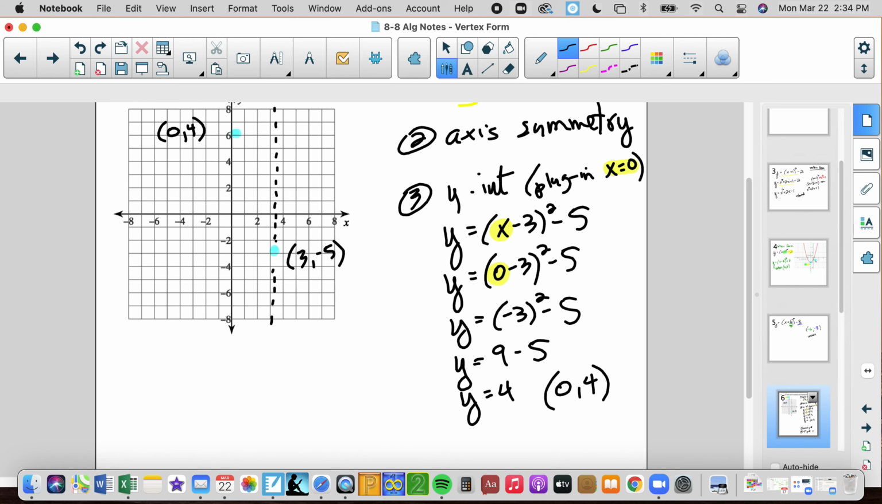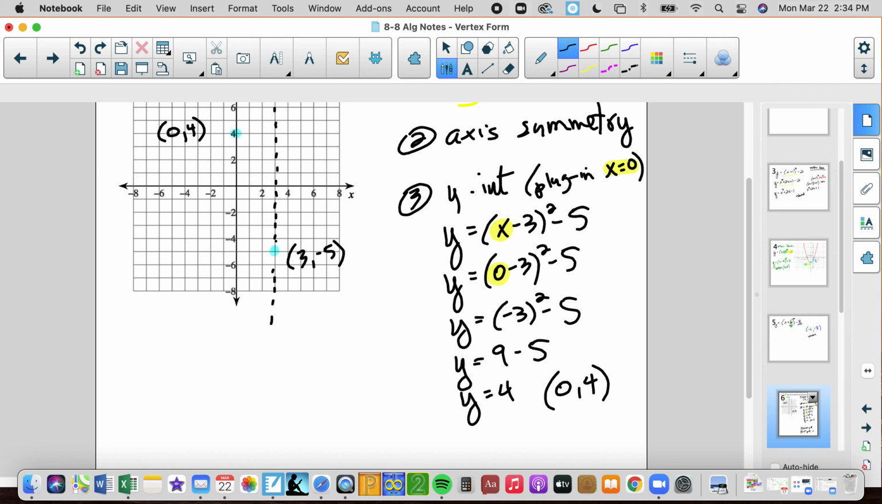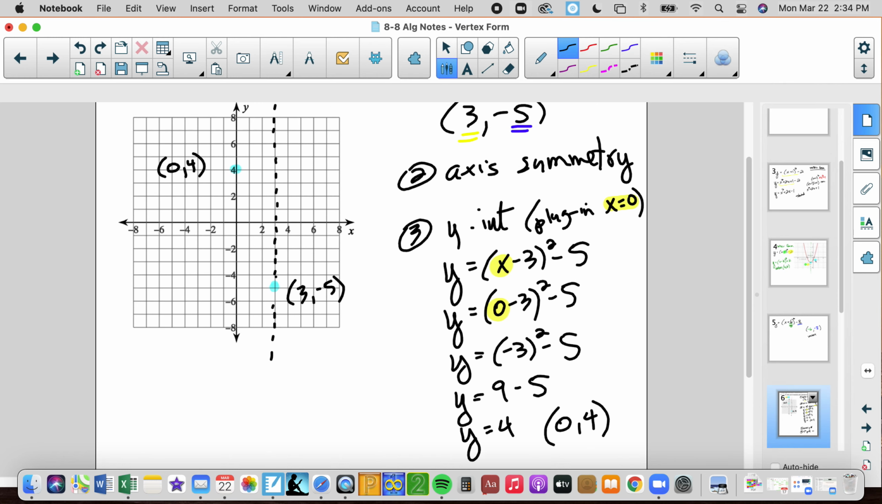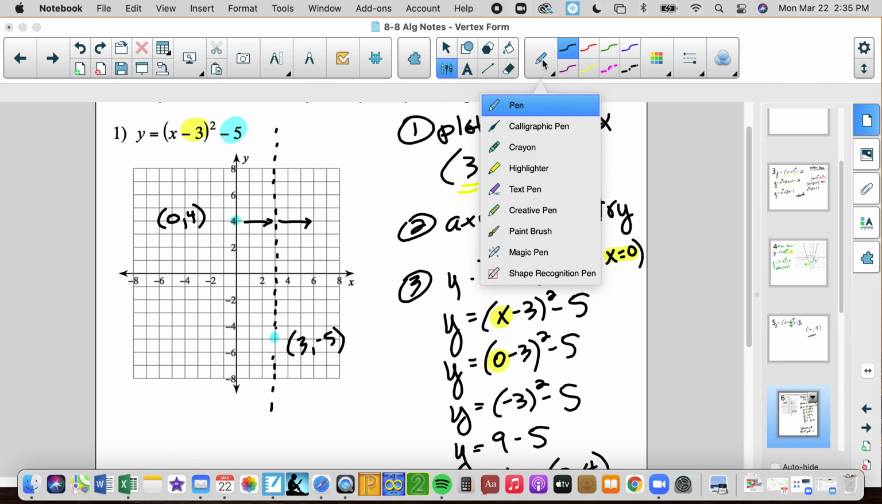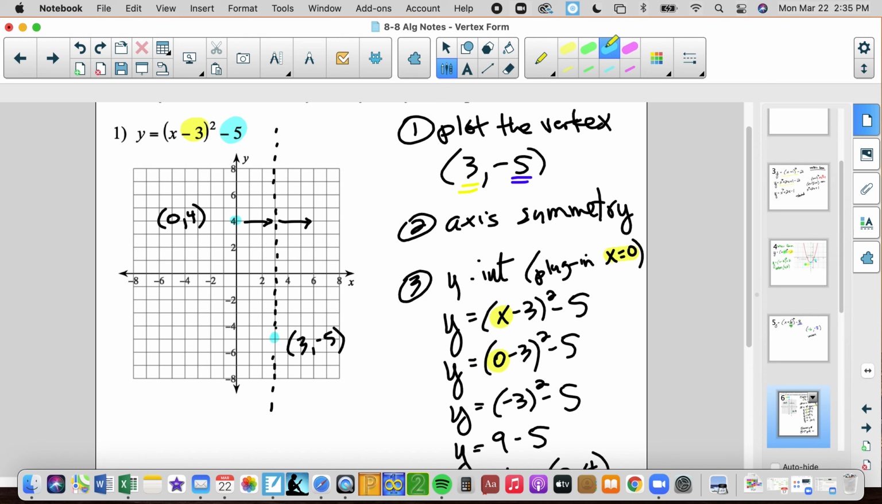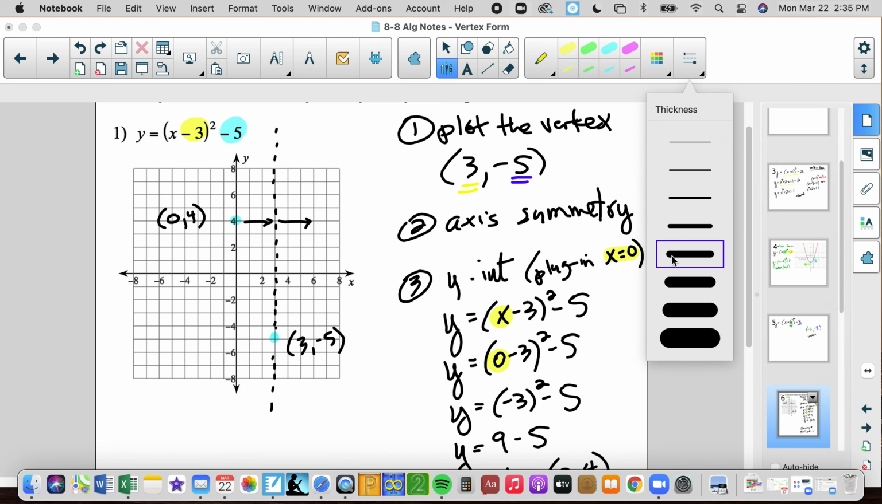Now we want to mirror it. So what is the distance of my y-intercept to my axis of symmetry? How many spaces? That's 1, 2, 3 spaces. So I'm going to go 1, 2, 3 spaces out on the same vertical location. So that would be right.